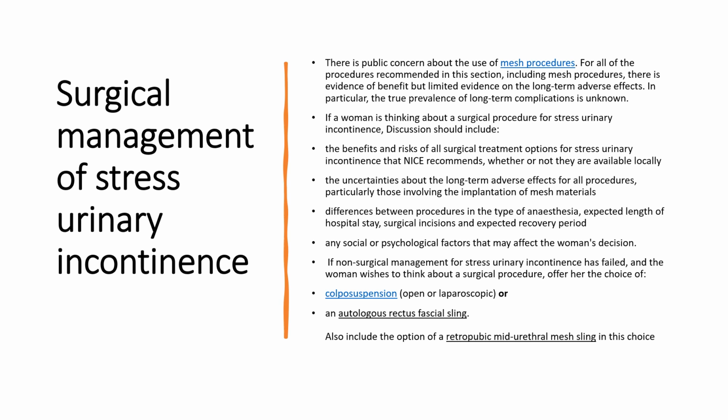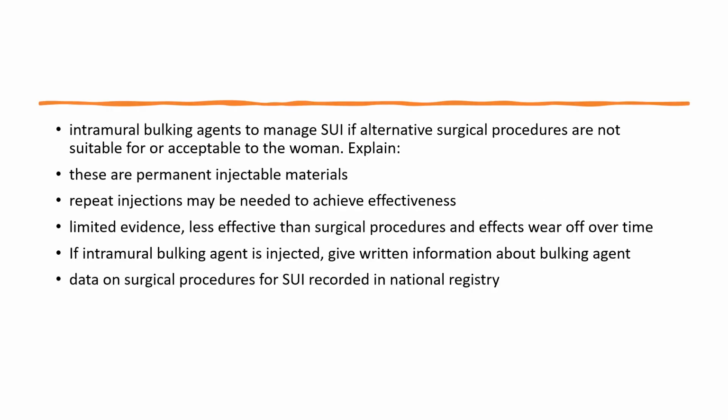If non-surgical management for stress urinary incontinence has failed, and if the woman wishes to think about a surgical procedure, offer the choice of colposuspension, open or laparoscopic, or autologous rectus fascial sling. Also include the option of retropubic mid-urethral mesh sling in the choice. Intramural bulking agents to manage stress urinary incontinence should be used only if alternative surgical procedures are not suitable or acceptable.